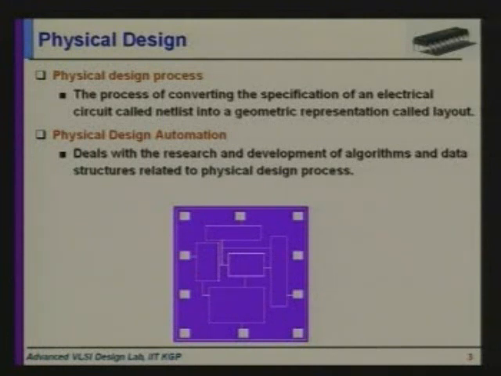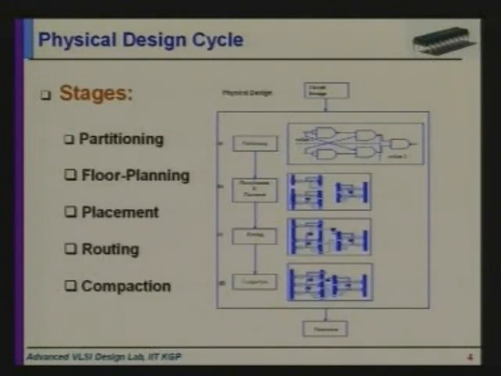Because this is a very big optimization problem, we divide it into separate parts and try to solve it. We first partition it into sub-circuits so that each of these sub-circuits is controllable, and then we find out where this will be placed so that the interconnection length is minimized. Then we find out the channels through which the interconnections will actually take place between the blocks, and then we try to compact the whole area of the total system. So these are the different stages of physical design.